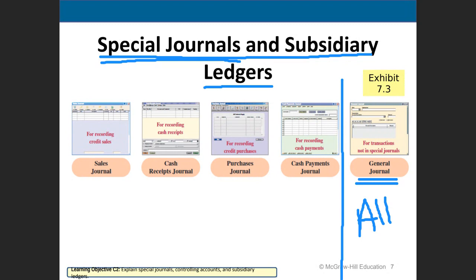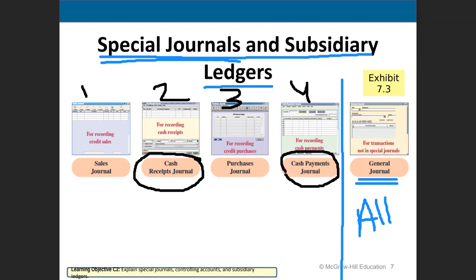These are special journals. So these are four examples of special journals, especially for merchandising companies. So let us go to the cash receipt journal and the cash payments journal. Okay, cash receipt journal. What do you expect the cash receipt journal is for?